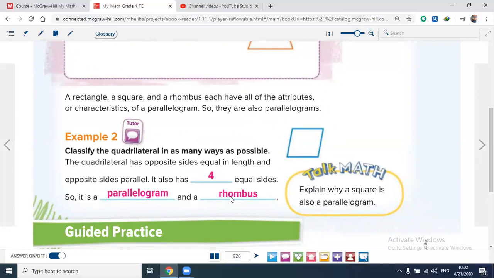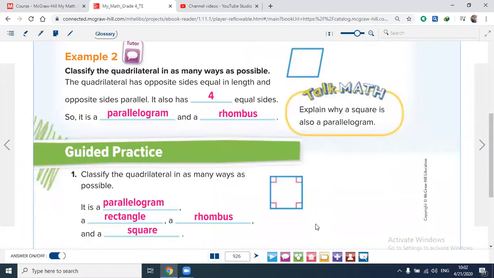Okay, as we said, square, rectangle, and rhombus, all of them are parallelograms. So when you see a rhombus, you can say this is a parallelogram with 4 equal sides. If you see a square, it's a parallelogram with 4 equal sides and 4 right angles. If you see a rectangle, you can say this is a parallelogram with 4 right angles.